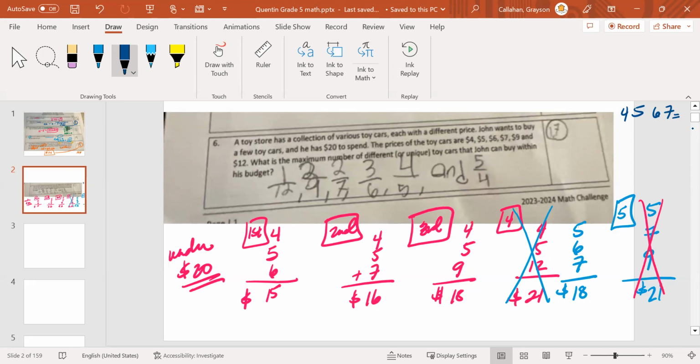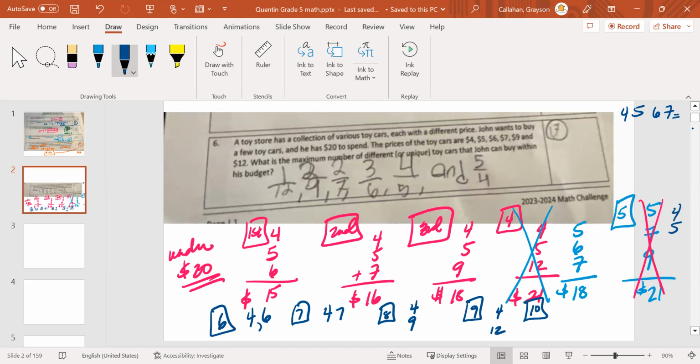He could do, well, let's make sure we maximize everything. Okay, let's do 4 and 5. Can we do 4 and 5? Okay. Can we do 4 and 6? Okay. Can we do 4 and 7? Yeah. Okay. Can we do 4 and 9? Yeah. Can we do 4 and 12? Yes. So far we have 9 different options, and they don't go over $20.